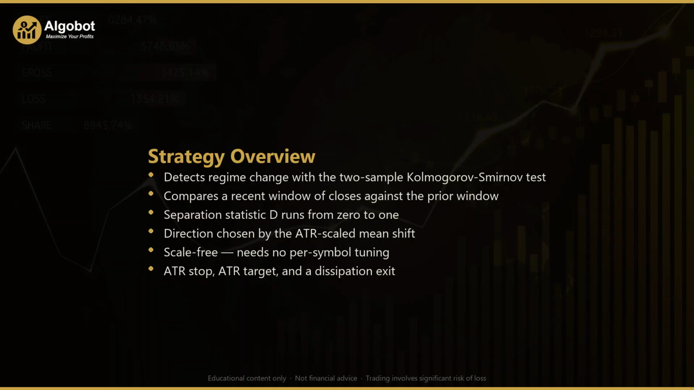This makes the approach quite different from a classic range breakout that fires on one extreme tick. Here, the whole shape of recent trading has to relocate before a signal appears. Because the test is scale-free, it needs no per-symbol tuning. This style may appeal to traders who are curious about statistically grounded, regime change ideas rather than simple line breaks. As always, this is shared purely for education. Trading carries real risk, and losses are part of the process.